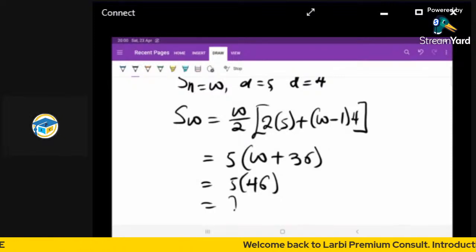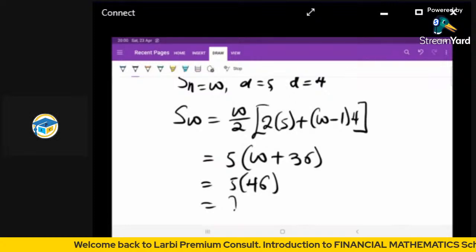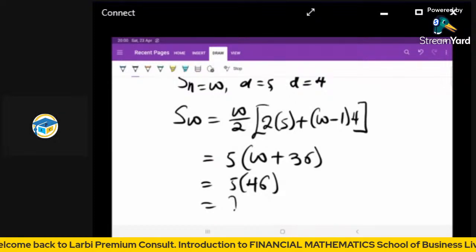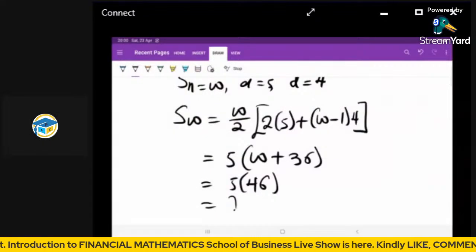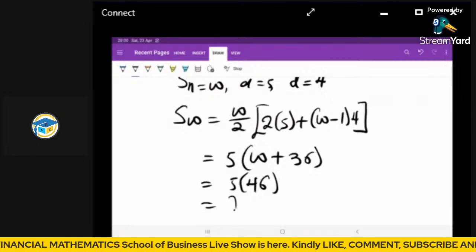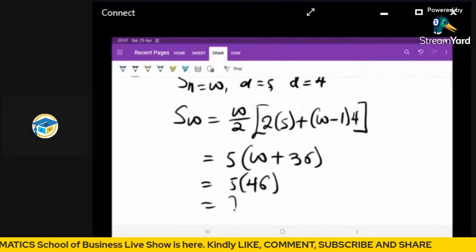So that is what we need to understand when it comes to arithmetic progression. I hope that is clear in terms of the term and then the sum. So that is the issue about arithmetic progression. If you have any question, let me see it in the comments.